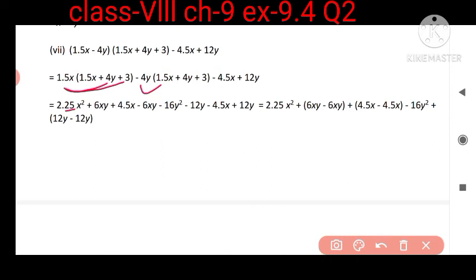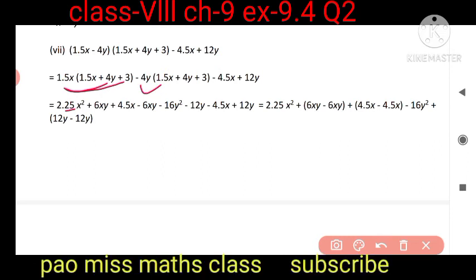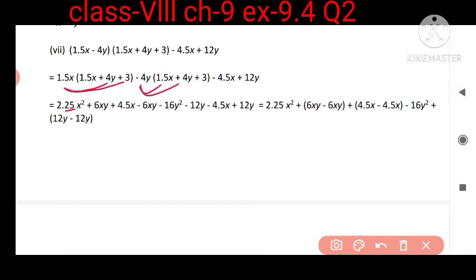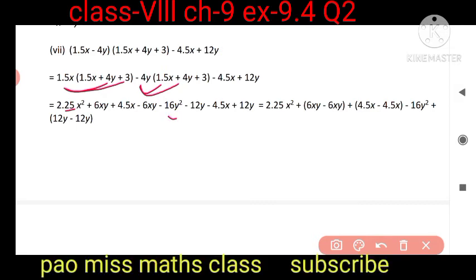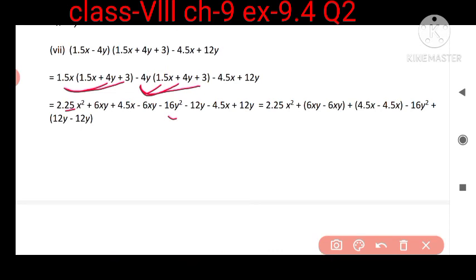Now for the next one, this is minus and this is plus, so it will be in minus. Now 4 into 1.5 you will get 6x square, xy. Okay, variable will be xy. Now again for this, minus plus is minus, so 4 into 4 16, y into y square. Now again this is constant, isn't it? Now minus plus is minus, so 4 into 3 is 12y. Now these two will remain same.